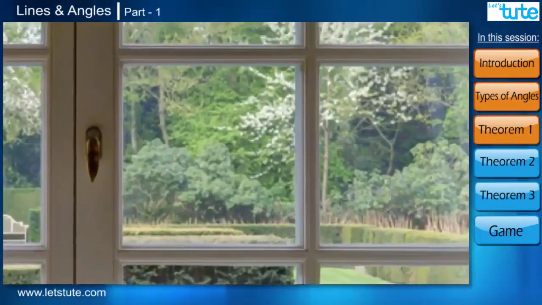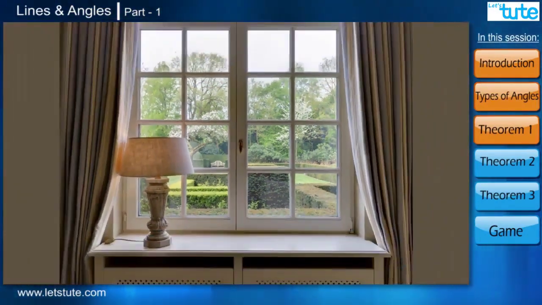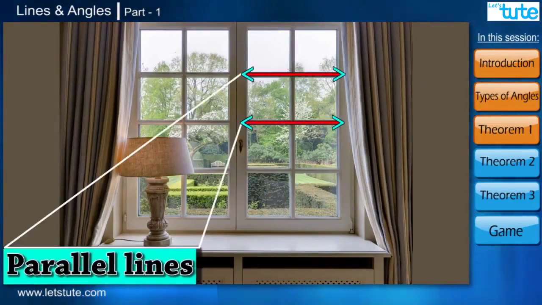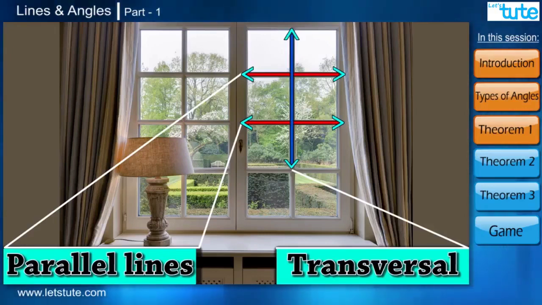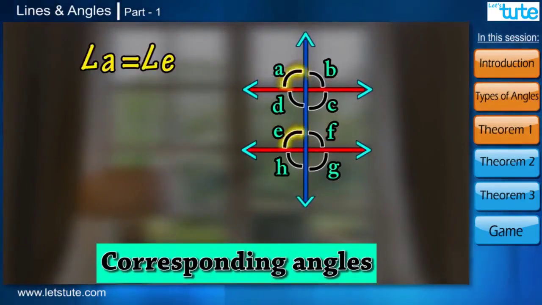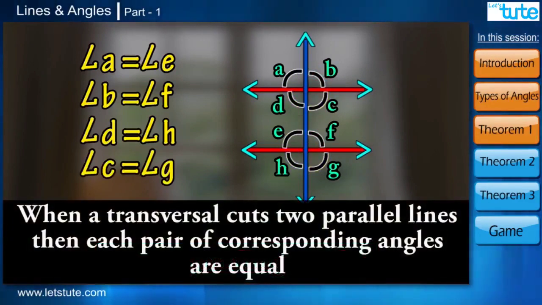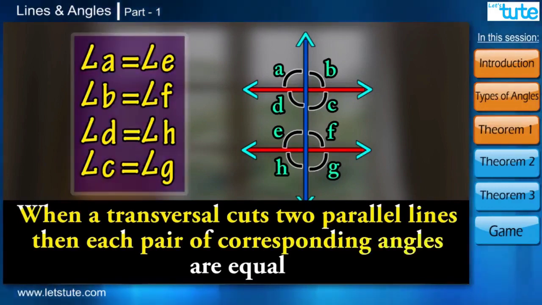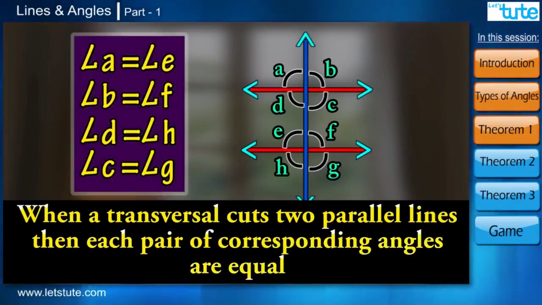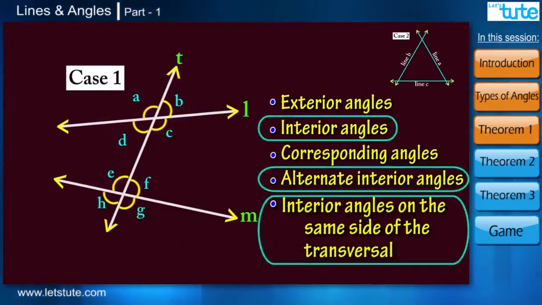Now, for instance, let's look outside the window. Oh wait, why don't we look at the window only? Here also, we can see that there are 2 parallel lines and a transversal passing through them. So what do you think happens to the angles formed? Here, all the pairs of corresponding angles will be equal to each other. So from this, we can conclude that when a transversal cuts 2 parallel lines, then each of the corresponding angles are equal. But what happens to the various other types of angles we just saw?